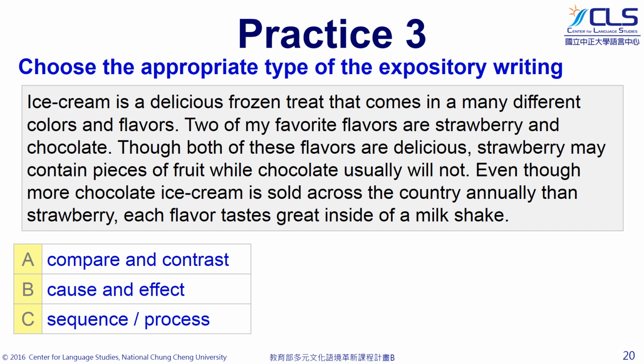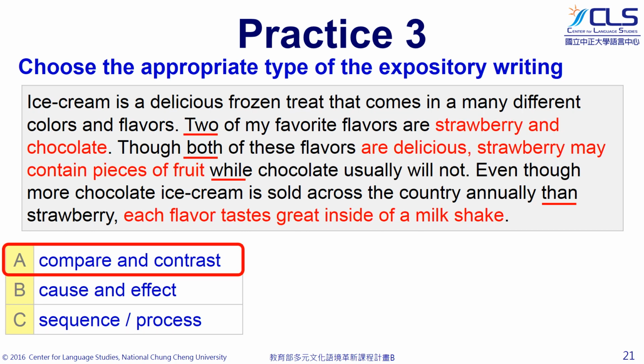Please choose the appropriate type of the expository writing. This is a compare and contrast writing. The keywords to, both, while, and then point out the similarities and differences between the 2 ice cream flavors.